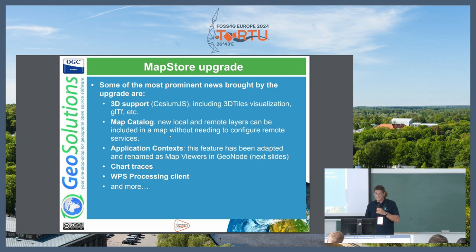So there is 3D support, including 3D tiles and so on. A map catalog: external layers can be added in the maps without adding them in GeoNode. They are added completely at client level, so the external layers will not be searchable in the local GeoNode catalog. There are application contexts, which we will see in a few slides. Different maps can have different MapStore plugins, and so on.